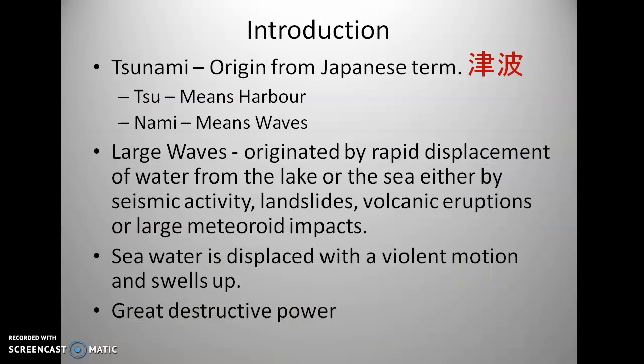The name tsunami has its origin from the Japanese term. Tsu means harbor and nami means waves. So it is just like a harbor wave. It occurs because of large waves originated by rapid displacement of water from a lake or the sea, either by seismic activity, landslides, volcanic eruptions, or large meteoroid impacts. So tsunami occurs not only because of earthquakes, but by a number of other activities, namely landslides, volcanic eruptions, etc. We'll be discussing all of that in detail.